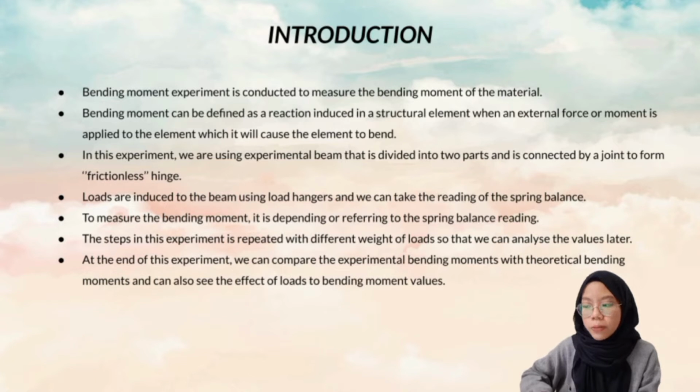So that's why in this experiment, we are using an experimental beam that is divided into two parts, which is part A and part B, where part A is smaller than part B, and then it will be connected by a joint to form a frictionless hinge. Then the load will be induced to the beam using load hangers, where we can take the reading of the spring balance. This is because when we place the load, the beam will start to bend, and then the spring balance will align the beam. So that's why we need to record the reading of the spring balance to calculate the bending moment later.